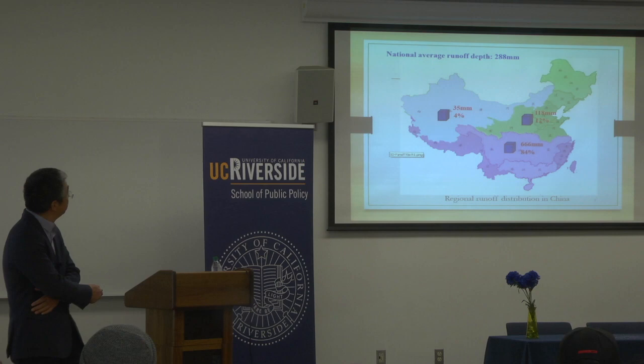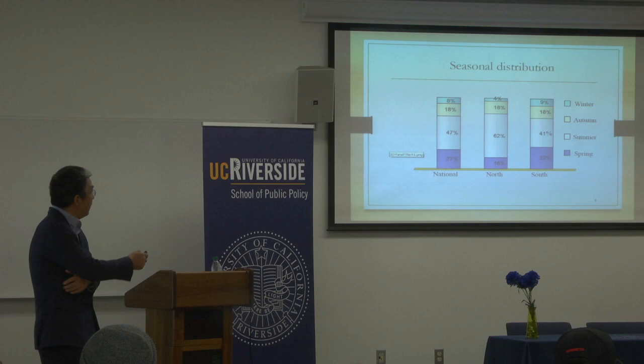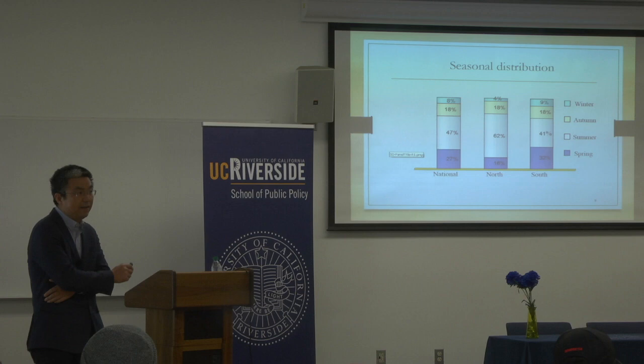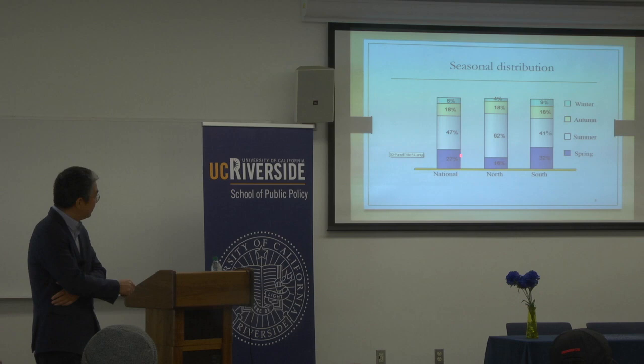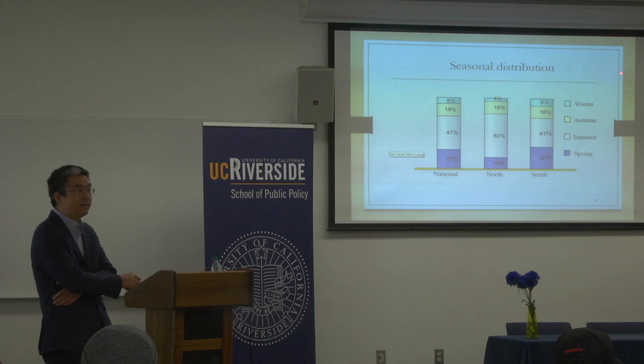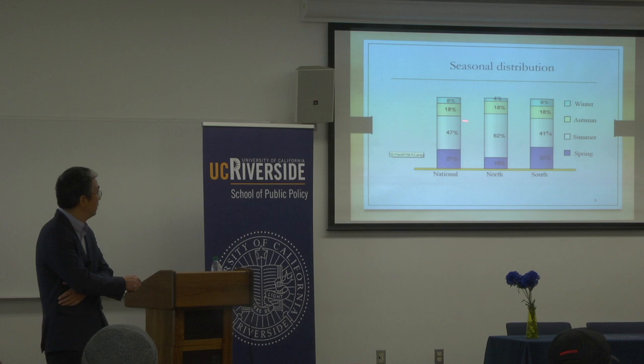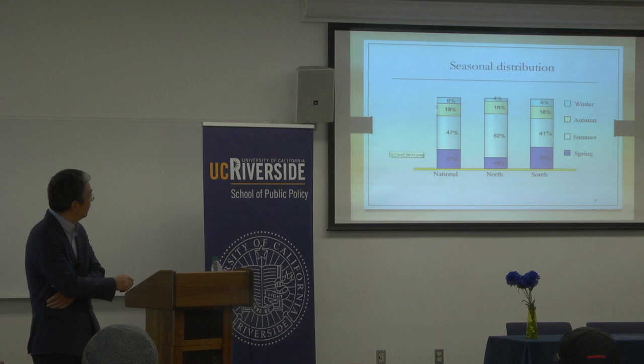And this is the seasonal distribution of precipitation in China, which is also different from that in California. You have a half wet year and a half dry year. But in China, winter and autumn are dry but still have some precipitation. And of course, most precipitation is in the summertime. In the north it's probably more than 60%, and in the south normally about 40% in the summertime. So that's the seasonal distribution of the water resources in the country.